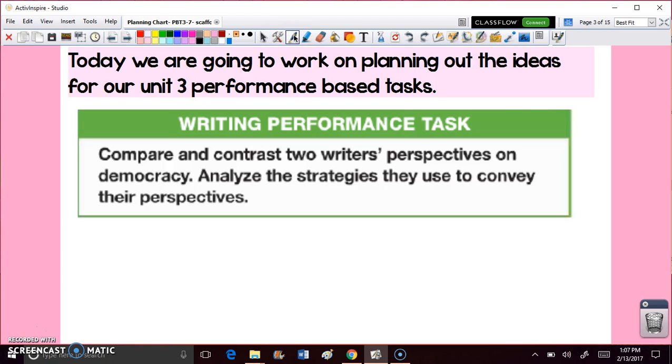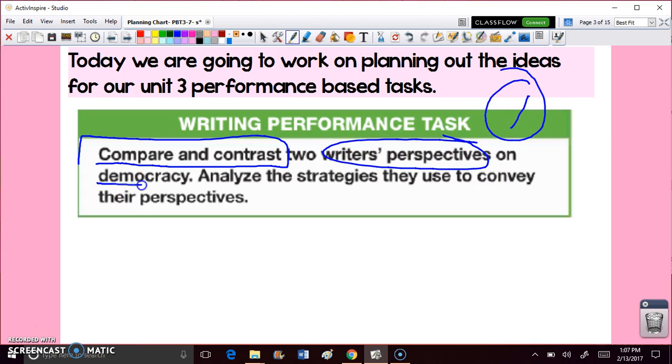All right, so just to make sure that we're all on the same page and to clarify, for this end of the unit task, we're doing a compare and contrast essay. There are two things that our comparison and contrast has to be focused on. One is the writer's perspectives, specifically how they feel about democracy and what life is like in a democratic society. And the second part is the strategies or the techniques that they use. So how are they using, for example, dialogue to reveal that perspective? Or how are they using a metaphor to convey their perspective?